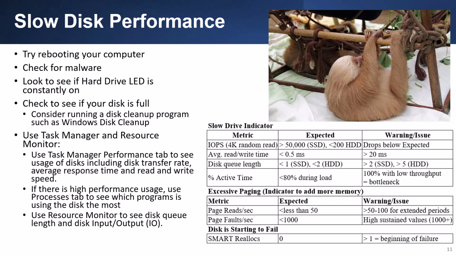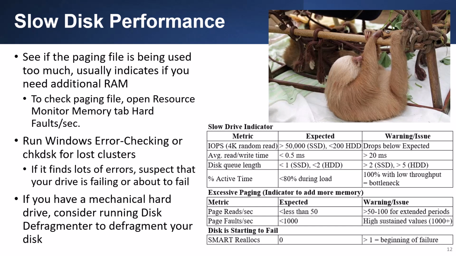When you're encountering slow disk performance, try rebooting your computer. Check for malware. Look to see if the hard drive LED is constantly on, and check to see if your disk is full. Consider running a disk cleanup program such as Windows Disk Cleanup. Use Task Manager and Resource Monitor. Use the Task Manager Performance tab to see usage of the disk, including disk transfer rate, average response time, and read and write speeds. If they show high usage, use the Processes tab to see which programs are using the disk the most. Use Resource Monitor to see disk queue length and disk input-output.